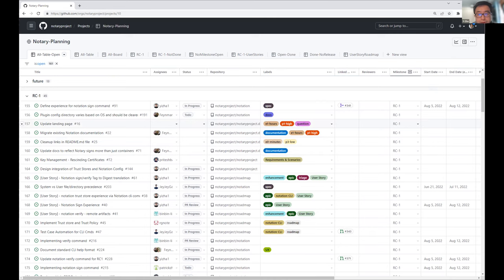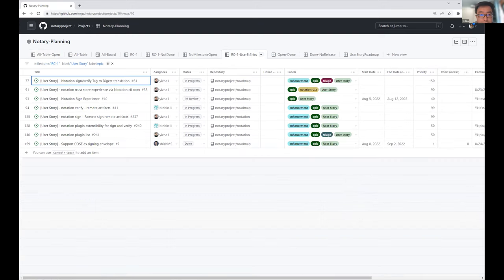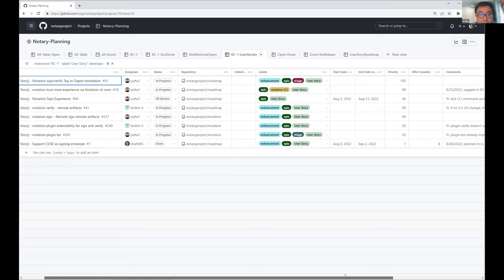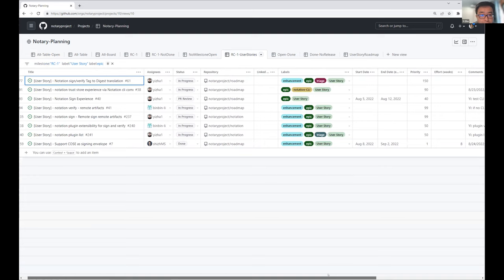I have a suggestion. Maybe we can predict the work from the user story point of view, because currently we have several RC1 user stories, right? But some of these user stories actually cover several issues you just showed on the board. For example, for the sign experience, I have completed the CLI spec, then there will be some implementation work, and for the verify plugin list, once those specs are merged, there will be some implementation work. That group of issues belongs to a certain user story.